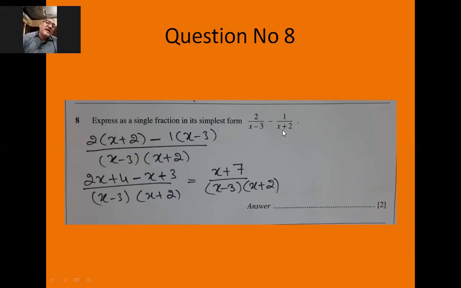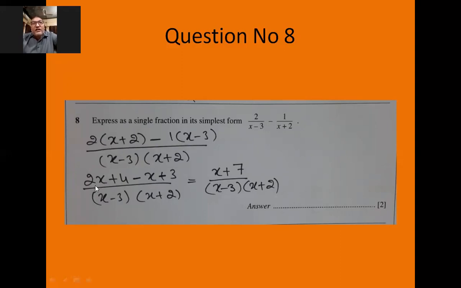So both these denominators will be in the LCM. So you divide the LCM with this denominator, x minus 3. X minus 3 will be cancelled. This x plus 2 will be left. That will multiply with this numerator. So here you can see 2 bracket x plus 2. Then I will divide again this LCM with this second denominator, x plus 2 will be cancelled. You are left with x minus 3. So that will multiply with this numerator. So you can see I've written minus 1 bracket x minus 3.